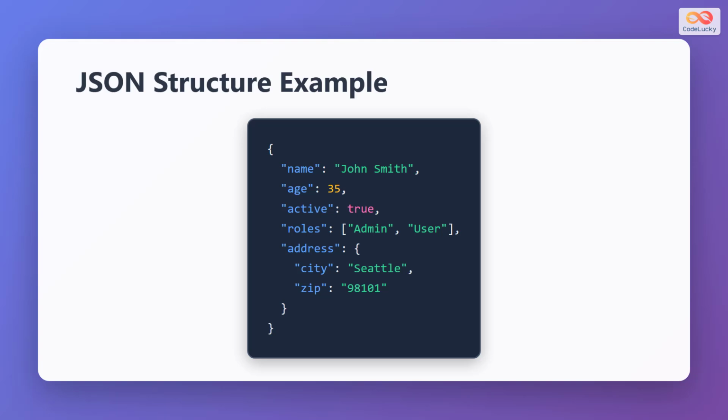Notice how JSON uses colons to separate keys from values and commas to separate different properties. This hierarchical structure makes JSON perfect for representing complex data relationships.